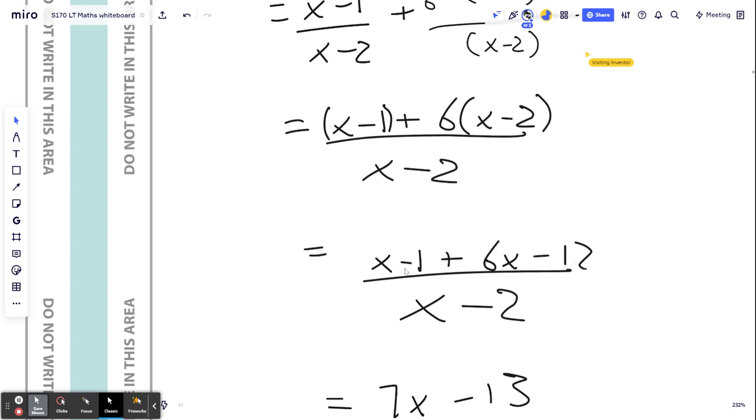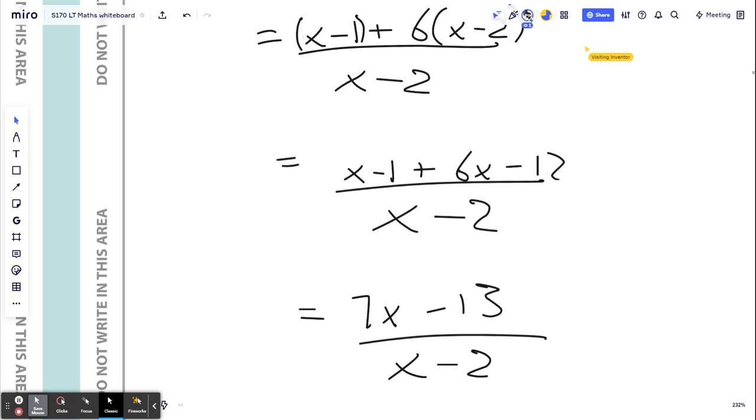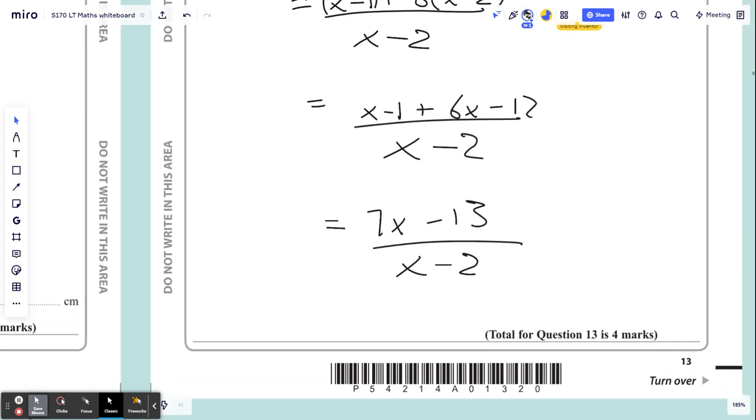So then I collect the terms. I've got x over here, 6x over here, collect them together for 7x. Then minus 1 minus 12, that comes to minus 13. x minus 2 at the bottom stays the same, and that's the answer.